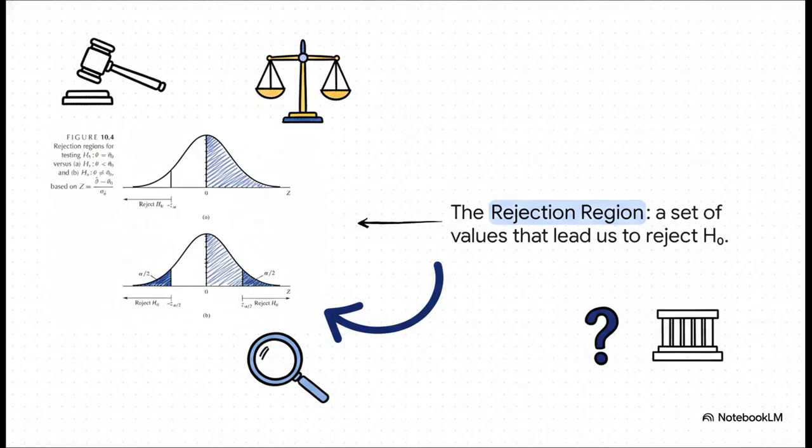And that brings us to the moment of truth. Before we even run the test, we draw a line in the sand. We define this rejection region. You can think of it as the guilty zone. If our evidence, that test statistic, is strong enough to cross that line and fall into this shaded area, then we can declare that we have enough evidence to reject the null hypothesis.